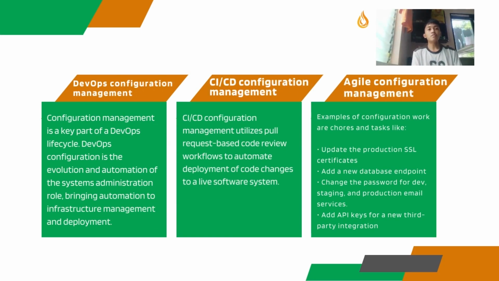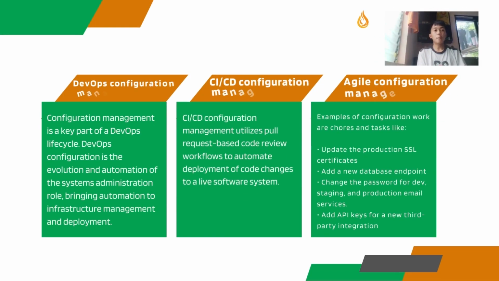CI or CD configuration management. CI or CD configuration management utilizes pull request-based code review workflows to automate deployment of code changes to a live software system. This same flow can be applied to configuration changes. CI or CD can be set up so that approved configuration change requests can immediately be deployed to a running system. A perfect example of this process is a GitOps workflow.